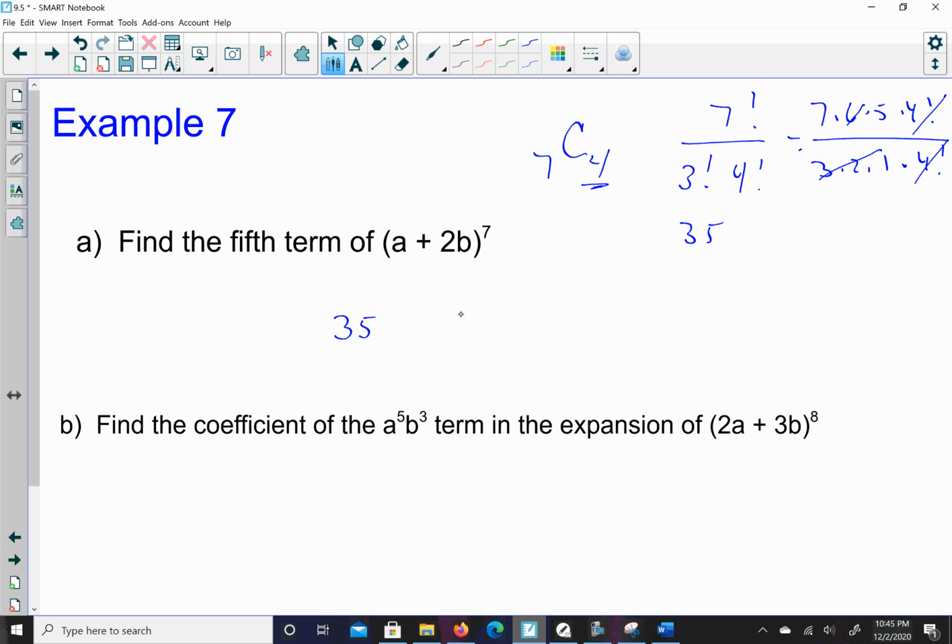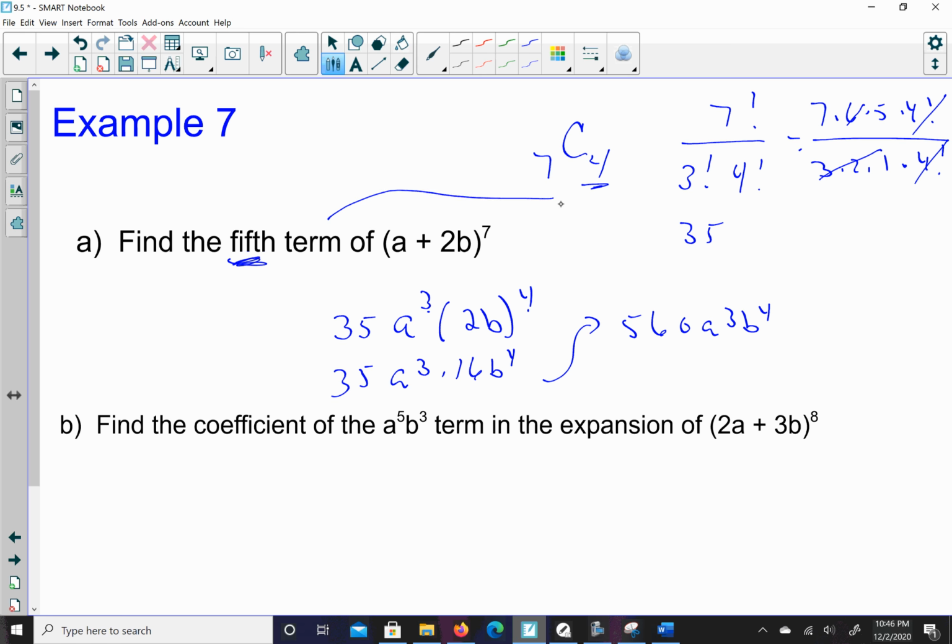This also is the exponent of the second term, so I know I'm raising 2b to the fourth, which means that this a has to be raised to the third because the 3 plus the 4 has to equal 7. So then I'm going to take 2 and raise it to the fourth power, which is going to be 16. So I'm going to have 35 a to the third times 16b to the fourth. And when I multiply the 35 times 16, I end up with 560 a to the third, b to the fourth. Remember, whatever term you're on, this number is always 1 less.